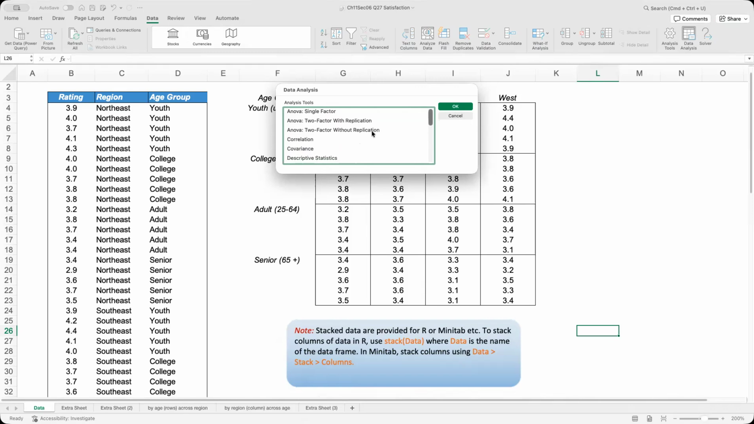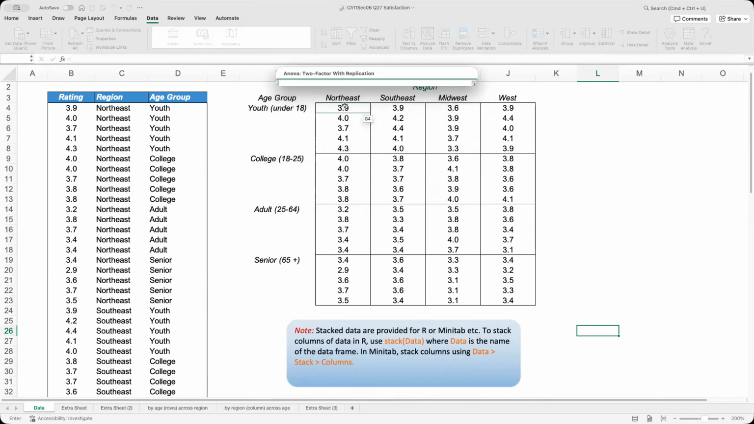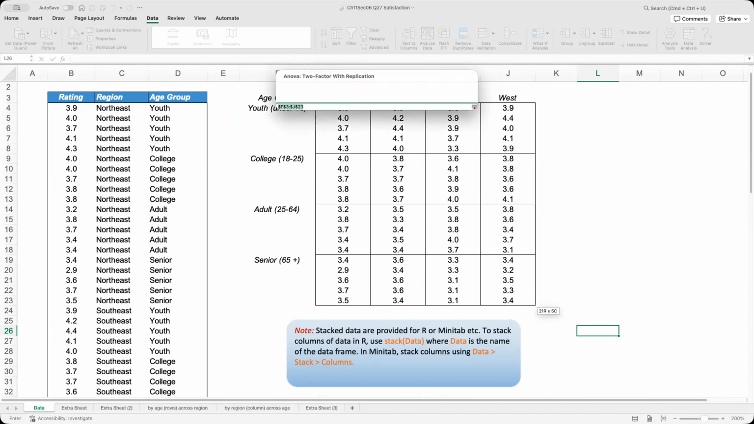By laying out this table, rather than just looking at this one list, I think this is an easier way to set up this data, 2-factor with replication. Input range. Notice I am highlighting all of the titles involved, the labels for the rows and the columns, that means I will hit the label selection in my ANOVA box.